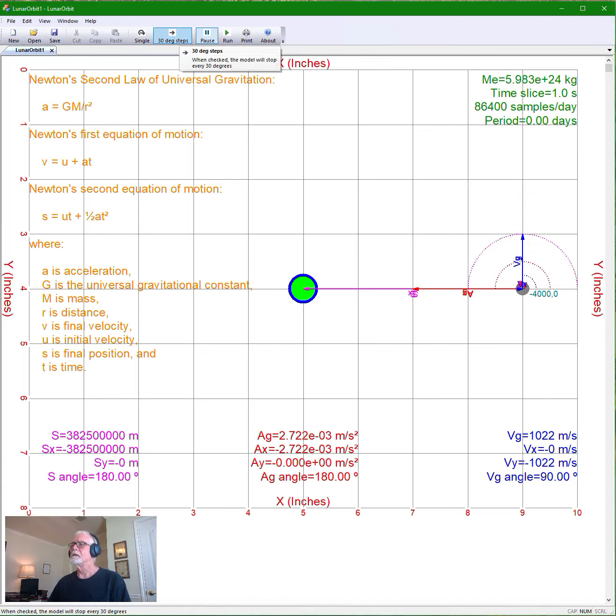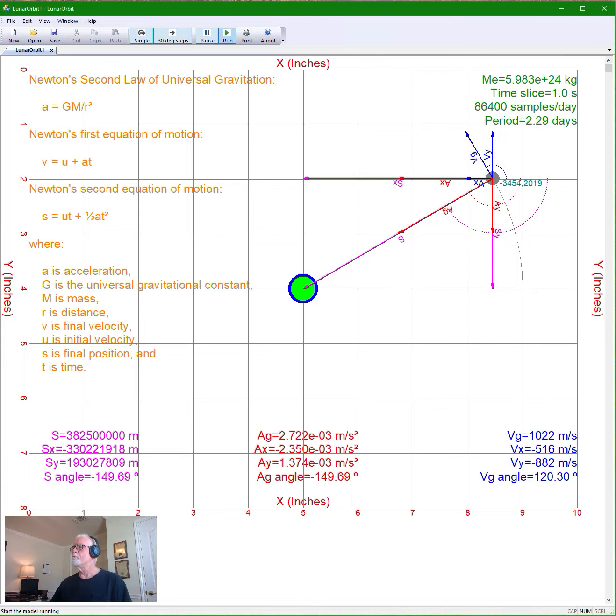I'm going to set this to single step, 30 degree step, and then start it running. And you can see the vectors then being recalculated as the orbit proceeds.